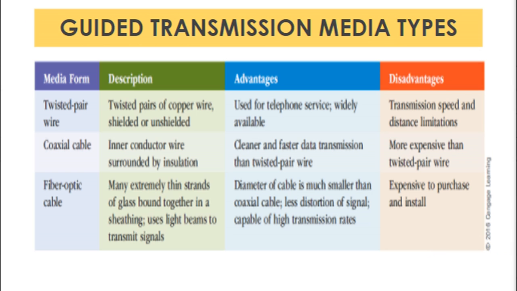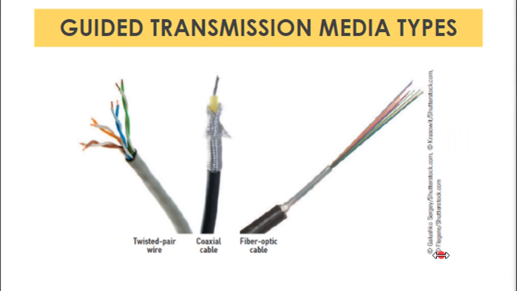This table shows the differences between the different guided media. So we have twisted pair, coaxial cable, and also the fiber optic cable, their description, advantages, and also their disadvantages. On the other hand, this figure shows the actual picture of the guided media types for the twisted pair wire, coaxial cable, and also the fiber optic cable.